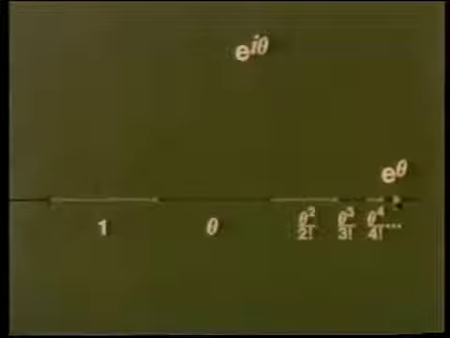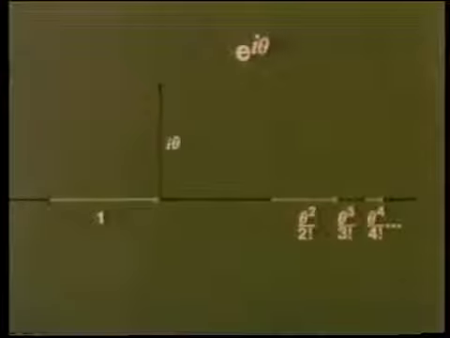But what about e to the i theta? Where will the point end up if each theta in the series becomes i theta? Well, 1 is unaffected. The next length is theta, but i theta is in a different direction. And now you're plotting in the complex plane.